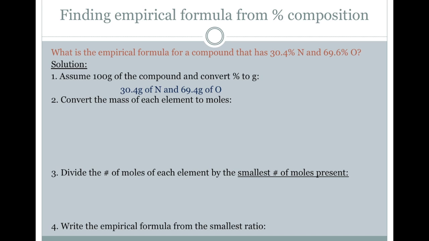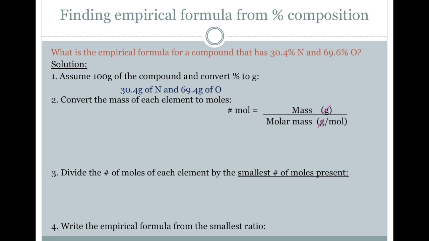The next thing we do is convert the mass of each element to moles. If we want the formula, the grams, since nitrogen and oxygen have a different mass, do not tell you what the ratio is going to be. But if we convert to moles, then we know the ratio of nitrogen and oxygen.